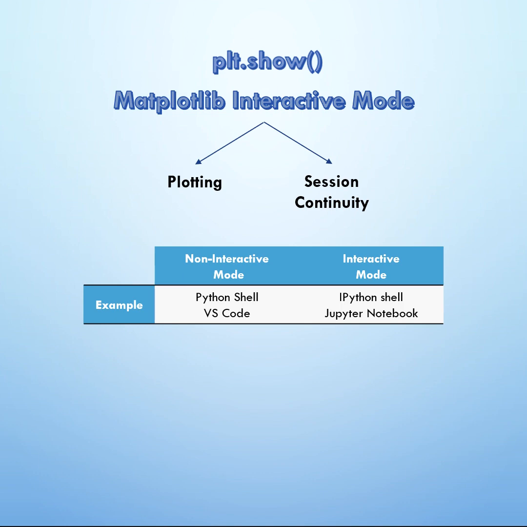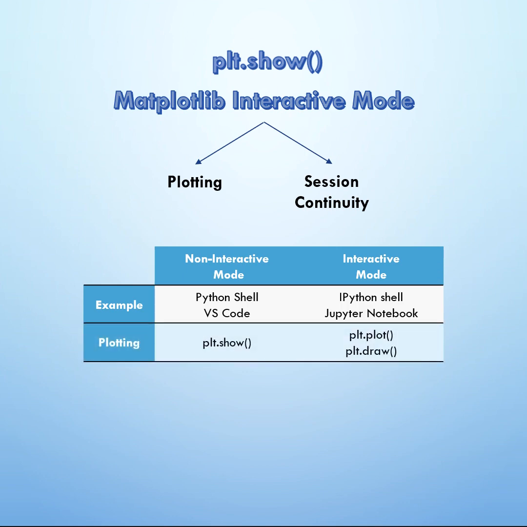When we run our code within a script, in an IDE like Python Shell or VS Code, the non-interactive mode is the default. On the other hand, interactive mode is activated by default in IPython Shell and its sister, Jupyter Notebook. Now they also have JupyterLab as well.